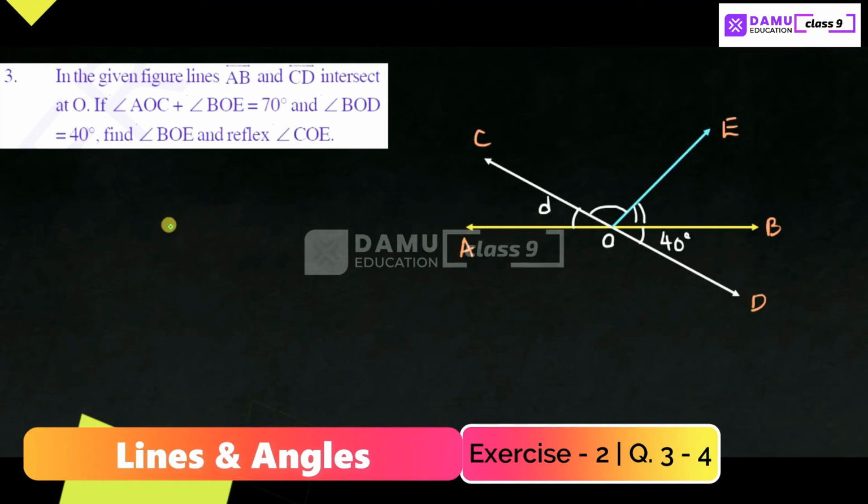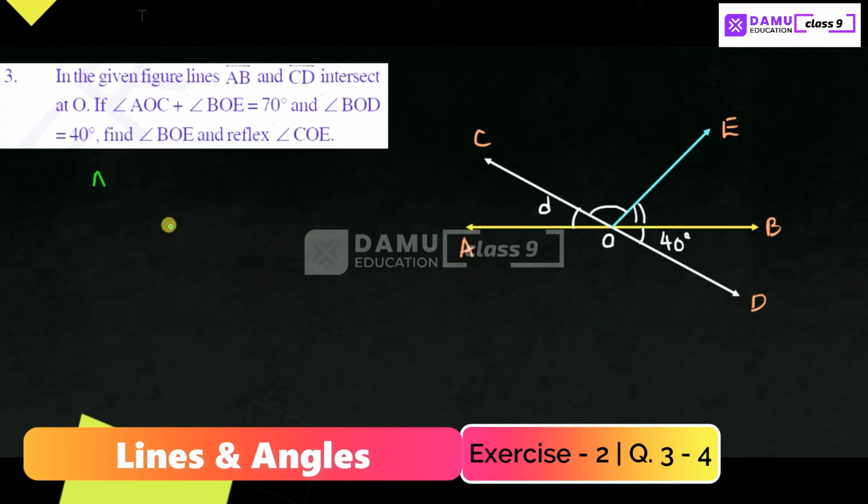In this module we are going to discuss the given figure, where lines AB and CD intersect at point O. If angle AOC plus angle BOE equals 70 degrees, and angle BOD is given as 40 degrees, then find the angle BOE and the reflex angle COE. So let's find out what that is.